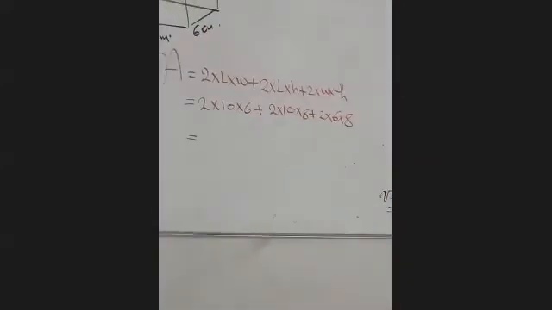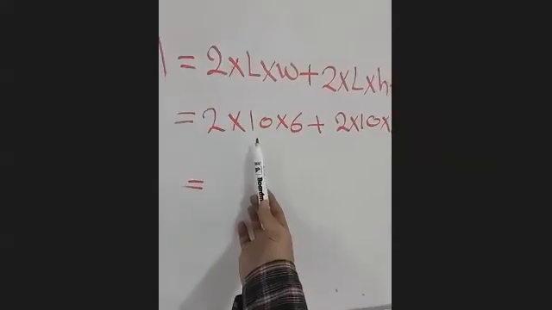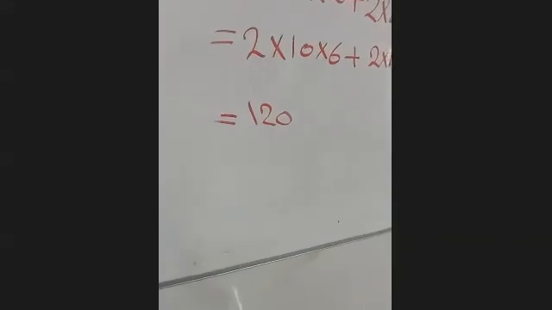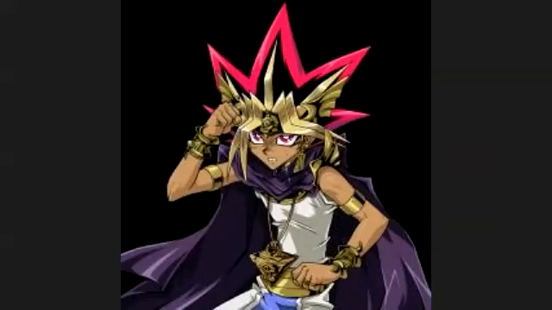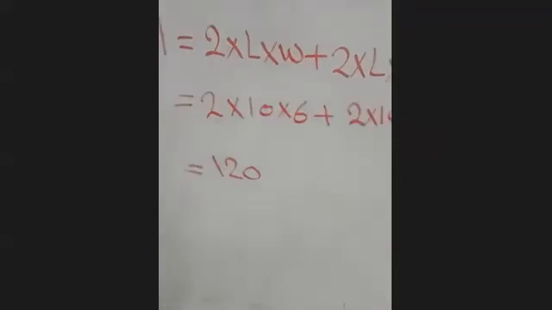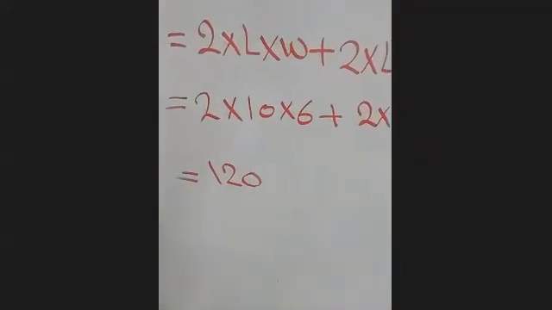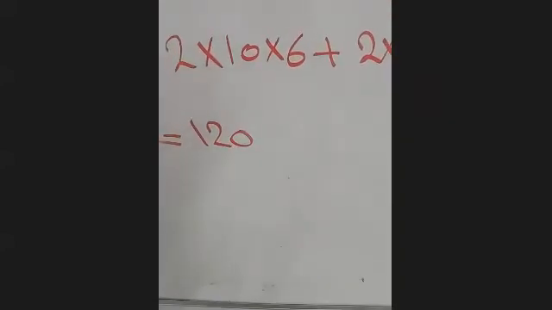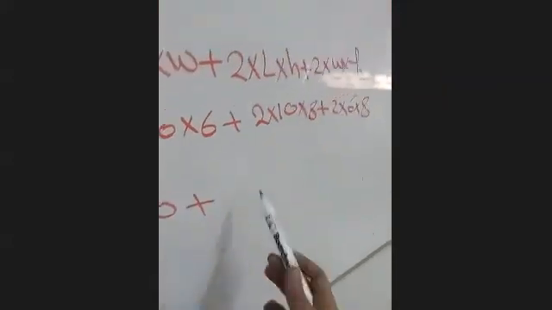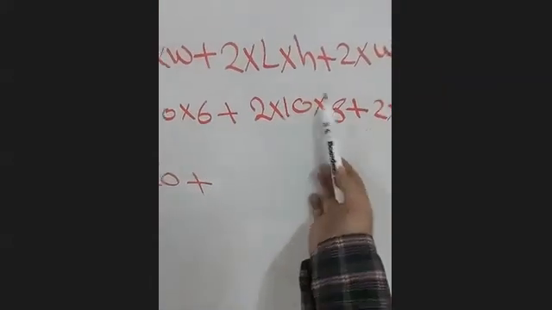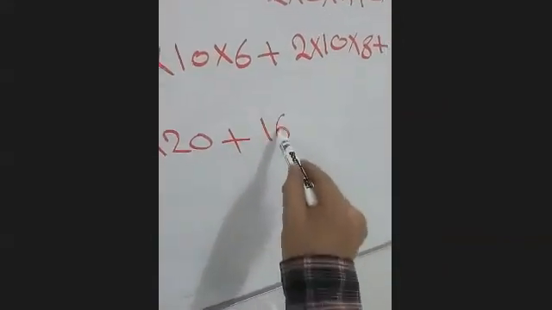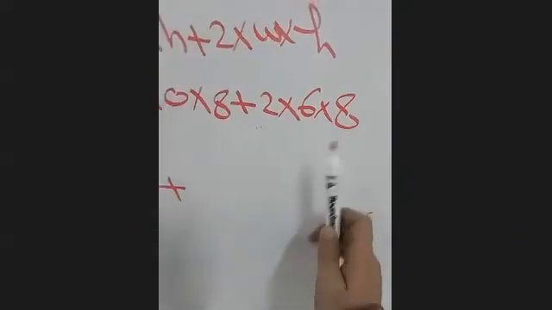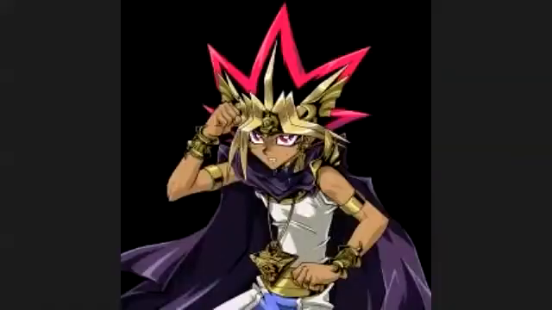Now multiply first, then add. 2 by 10, 20. Don't think. 2 by 10 is 20, multiply 6 is 120. Plus 2 by 10, 20, multiply 8 is 160. Plus 2 by 6, 12, by 8 is 96.